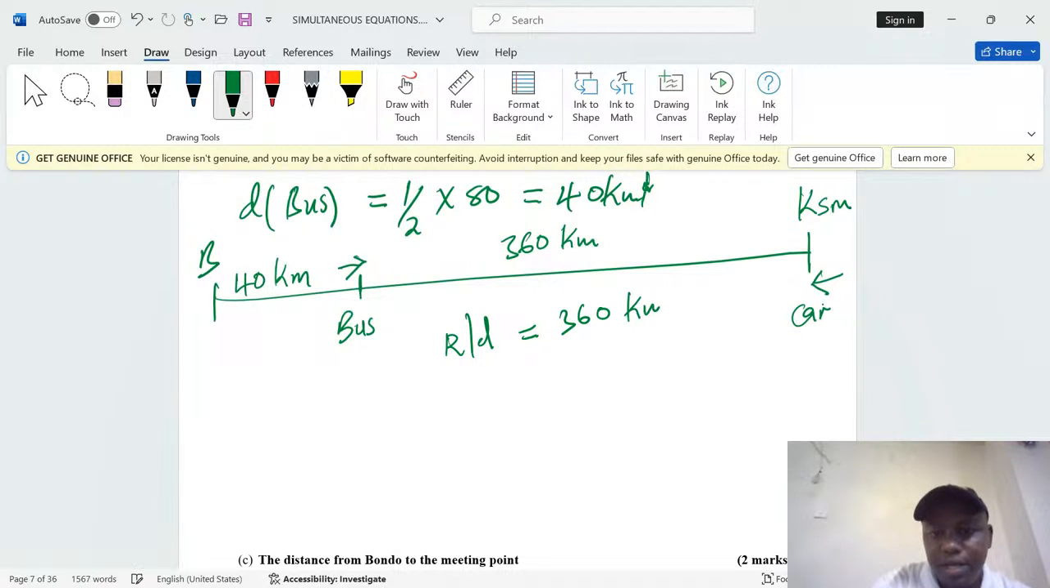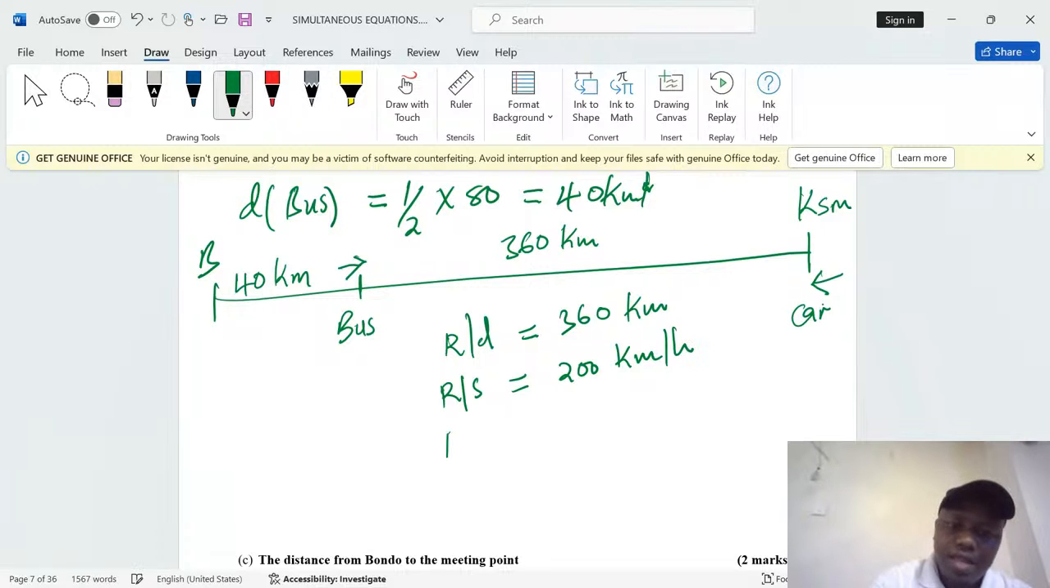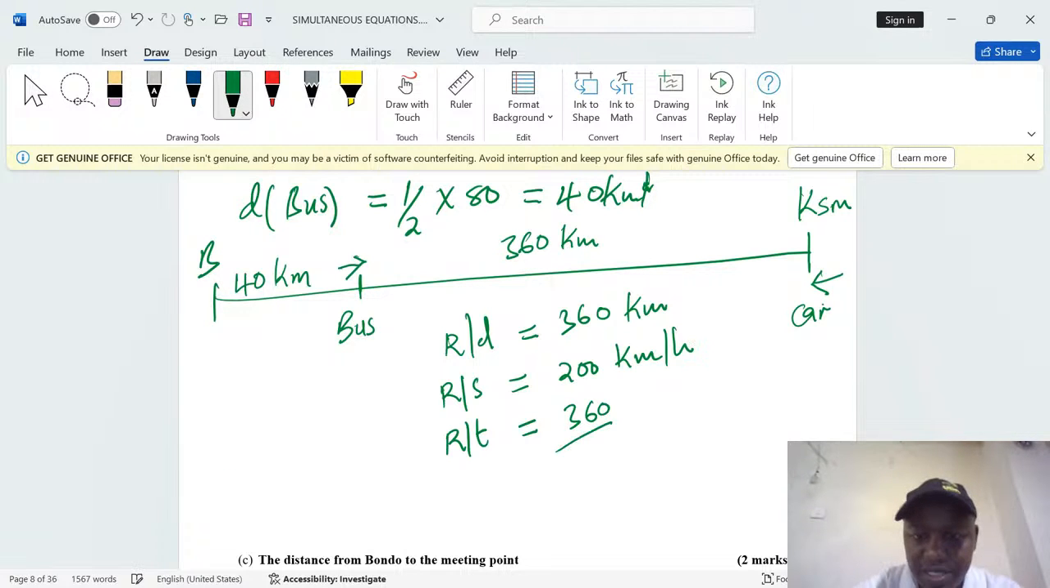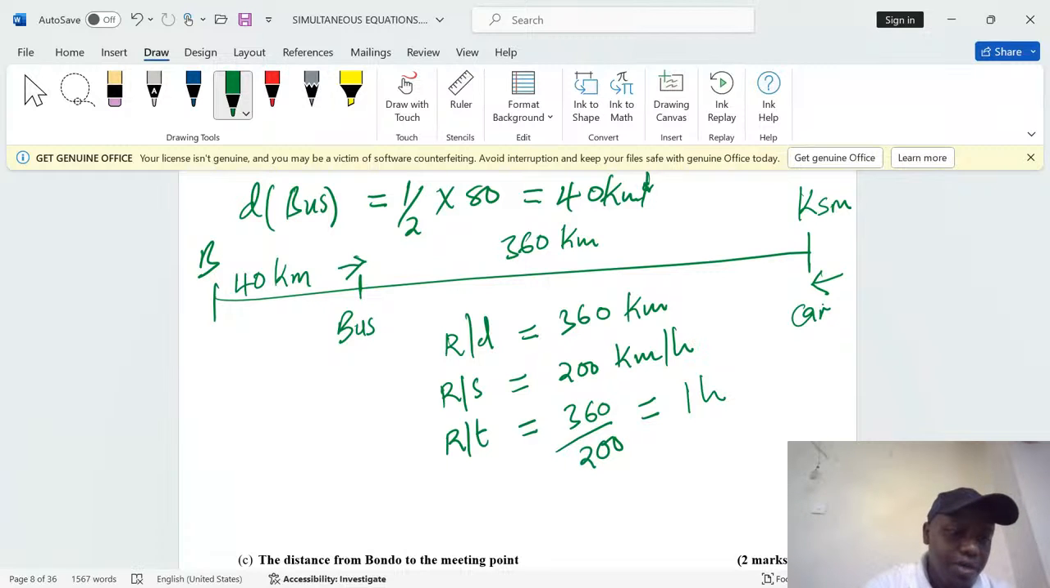360 kilometers. We said the relative speed is 200 kilometers per hour. Therefore, relative time, the time taken to cover the relative distance so that the two might meet, is going to be relative distance 360 out of 200. And this is going to be 360 out of 200, 1.8 hours. So 1 hour, then what we are calling 0.8 is going to be 48 minutes.